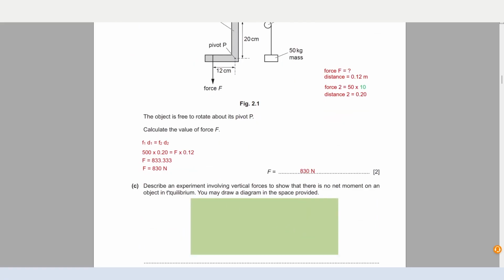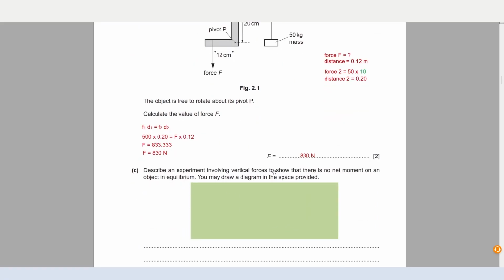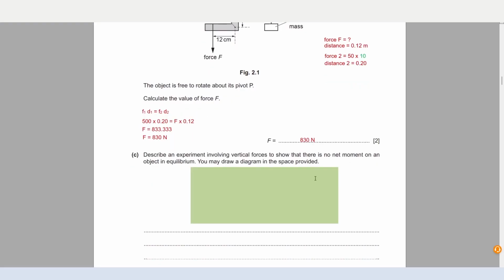Part C says, describe an experiment involving vertical forces to show that there is no net moment on an object in equilibrium. You may draw a diagram in the space provided. When they say you may draw a diagram, you have to draw a diagram. Even if you miss a point, they're going to look at your diagram and give you the marks for that.